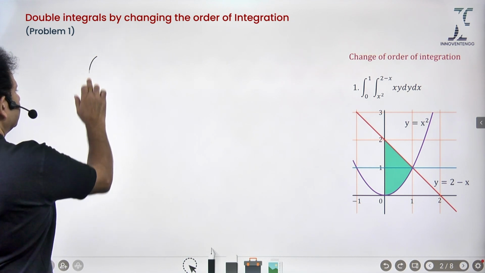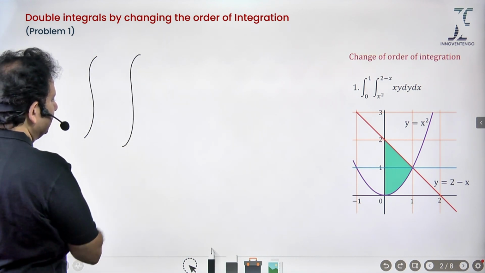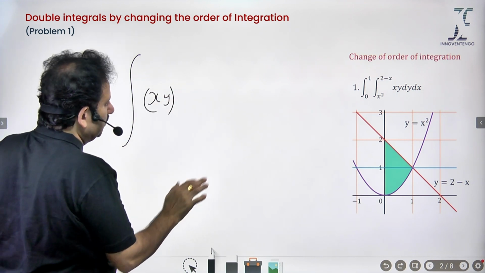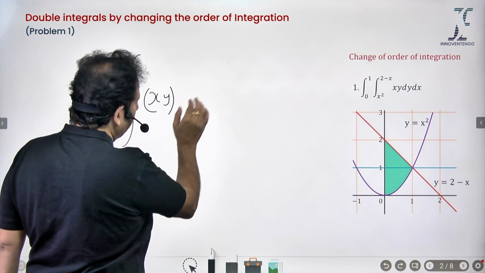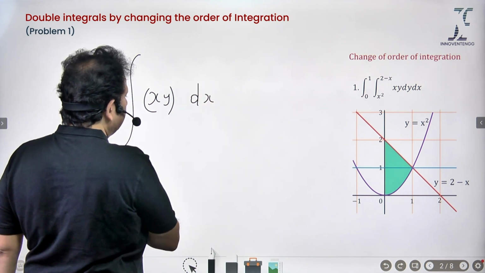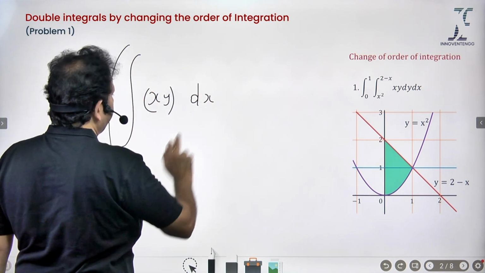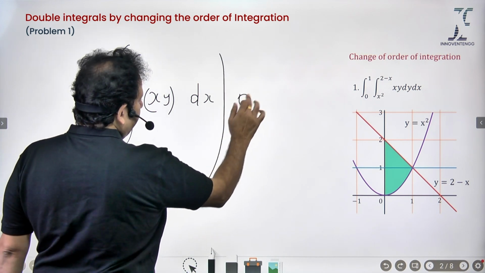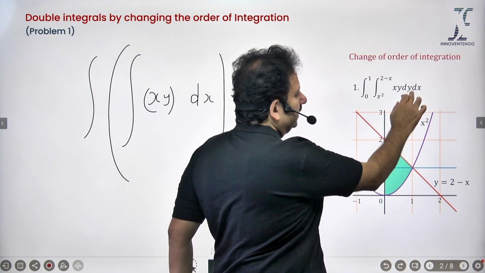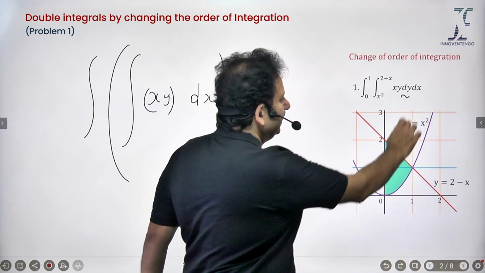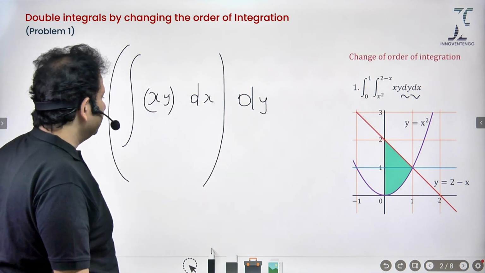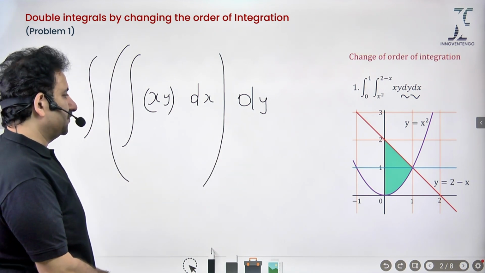So the first thing is, I'm going to recast this. We are integrating a function xy. I'm not worried about it. For me, the region over which I'm integrating is my concern. So first I'm going to integrate this with respect to x, then with respect to y. The given problem has integration with respect to y first, x next. So I have done the reverse of it, right? dx dy. Now I will have to fix the limits.